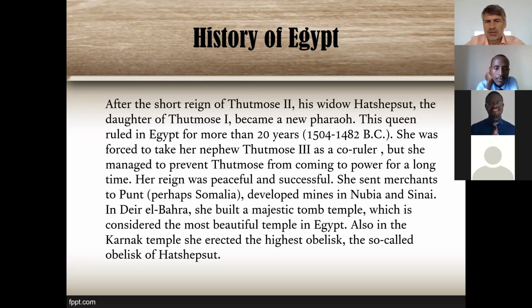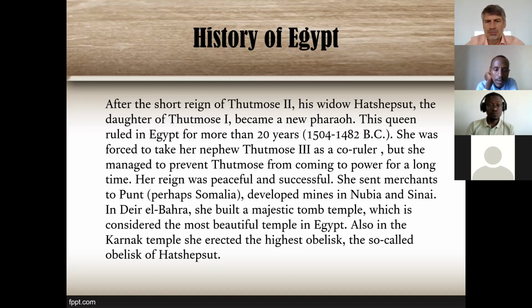As I said, Thutmose II did not live a long life, but his widow Hatshepsut, who was actually his sister and the daughter of Thutmose I, but most probably they were not from the same mother. They could be from different mothers, we do not know. She became a woman pharaoh, and it looks like she was the first woman pharaoh known to us. And she was very successful as a queen of Egypt, and she ruled more than 20 years.